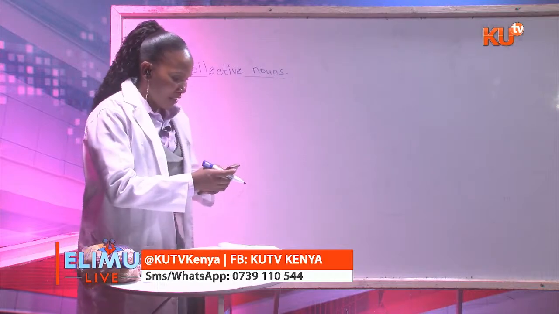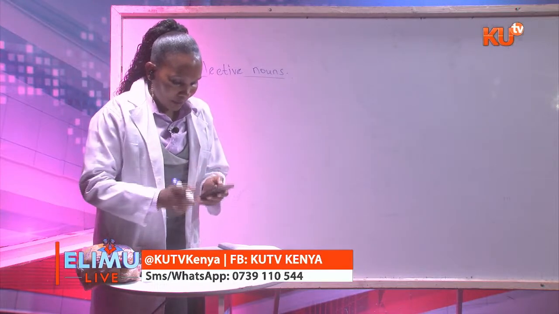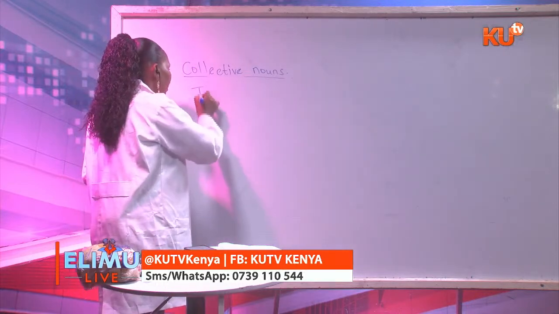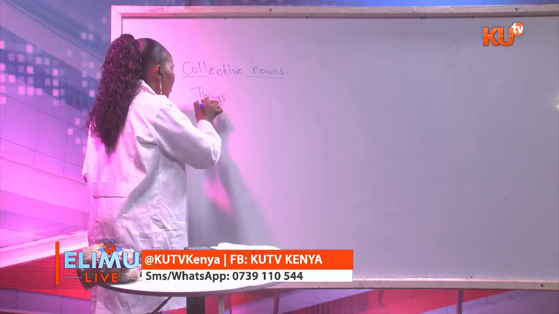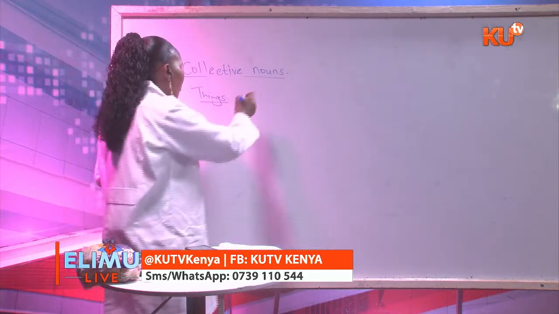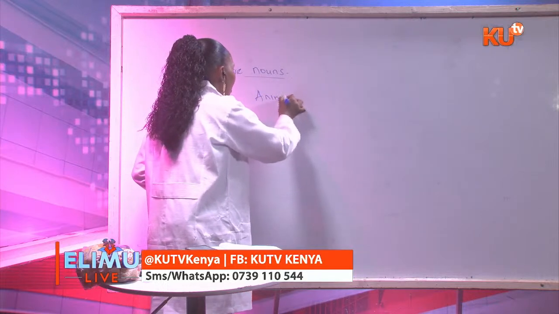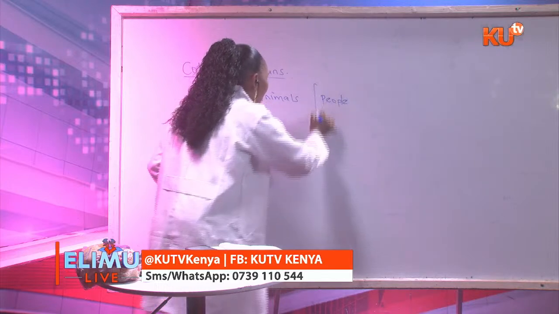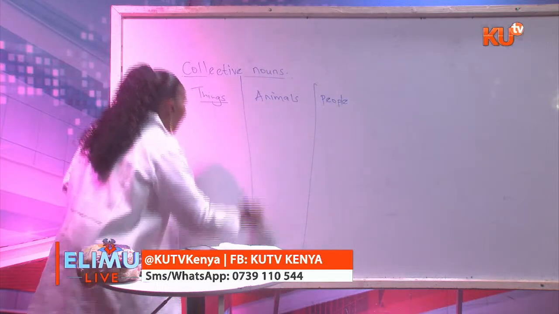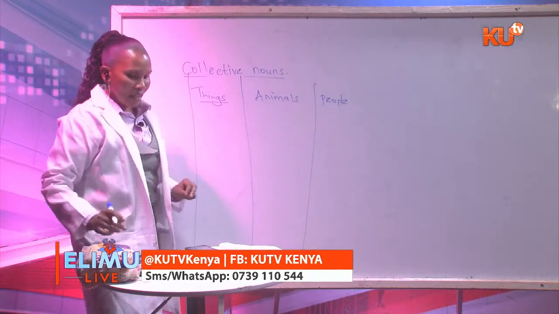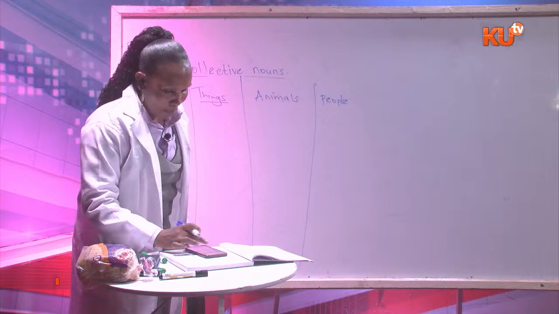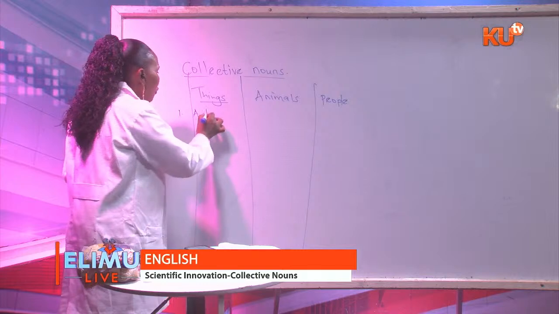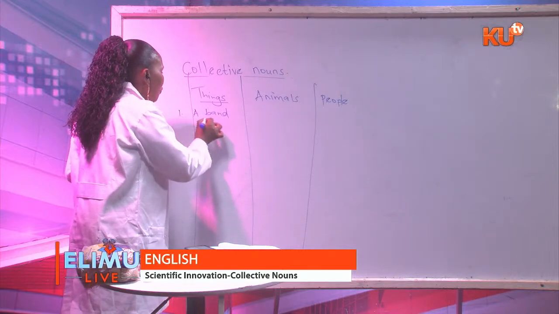We have people and animals. We can classify them into three. Number one, we have a band of men. I met a band of men while going home.